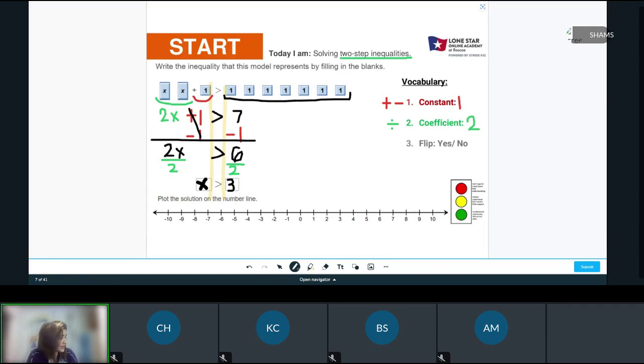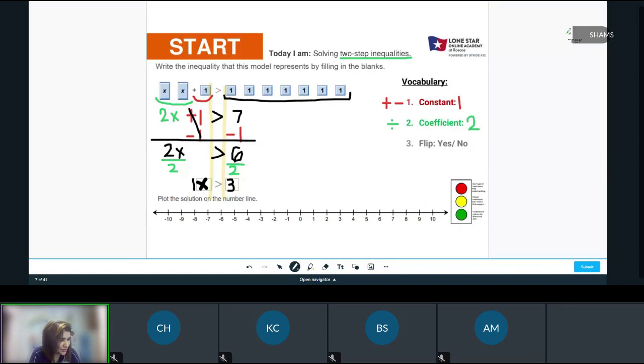Yes, Aurora, 2 divided by 2 is 1. So I can say 1x, right? But Aurora, mathematicians just like to say x instead of 1x. So it will mean the same. 6 divided by 2 will be 3.